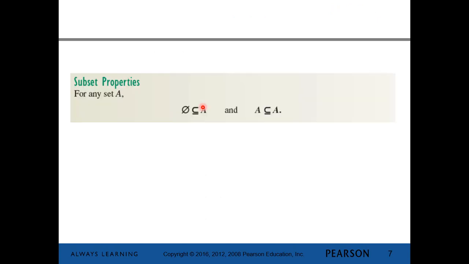Okay. So now here's a couple of properties that you're going to need to know. One of the things we're going to look at is what we call the empty set. The empty set, which is denoted with this circle with a slash through it, means it's the set that has nothing in it. The set that has no elements.